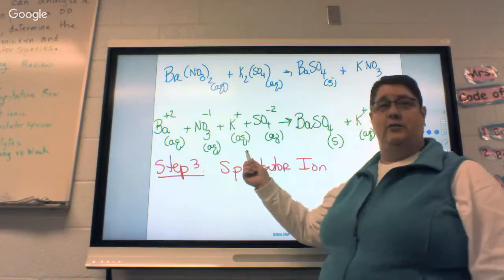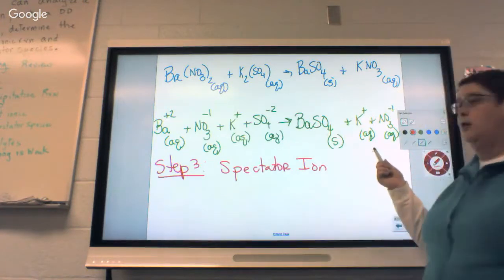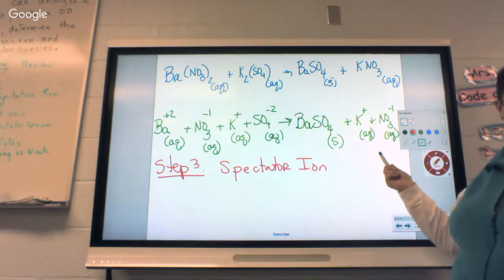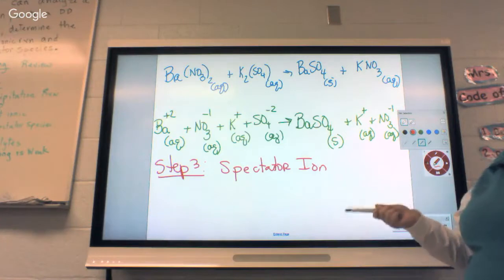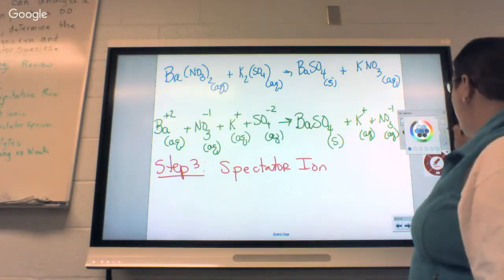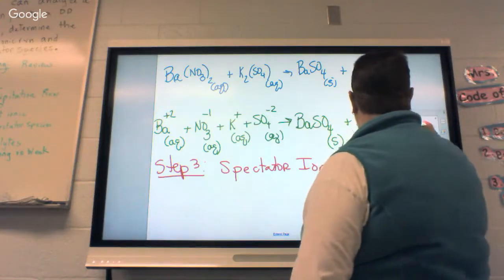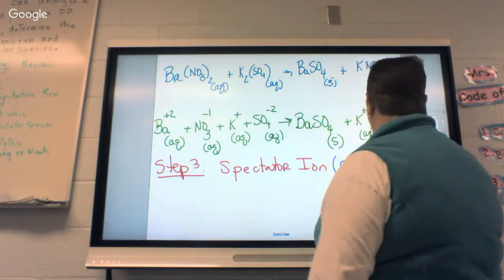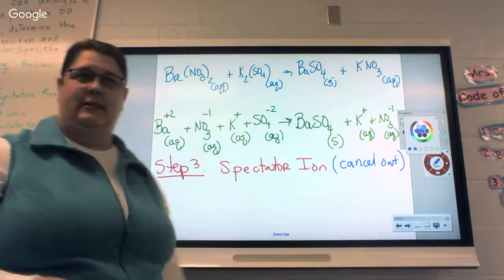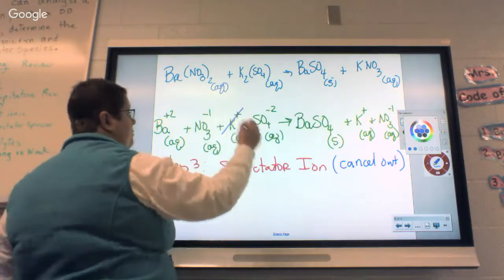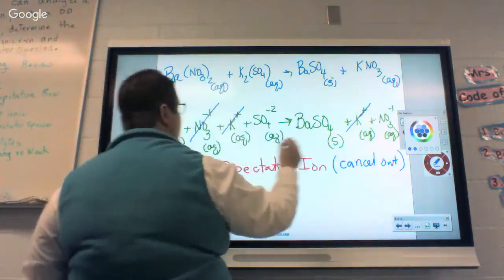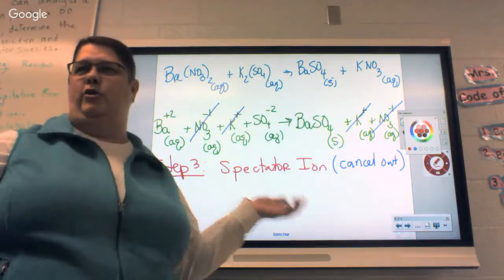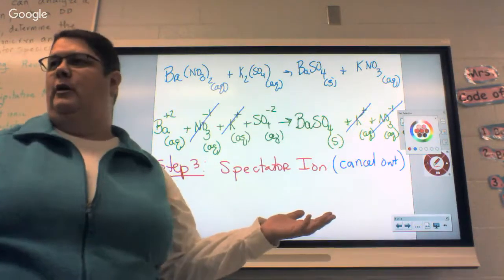K started out as aqueous, meaning it was dissolved in water, and it's still dissolved in water. It didn't make anything. It didn't do anything. It didn't produce anything. Okay? The easiest way to find these are the ions that we can cancel out. So which ones are the same on both sides? Okay? And NO3. You know how in math class, you have an x squared on the left and an x squared on the right. What do you do with them? Same thing here.